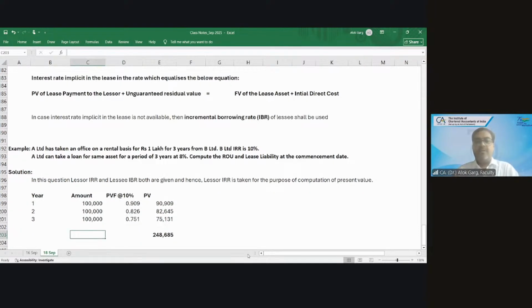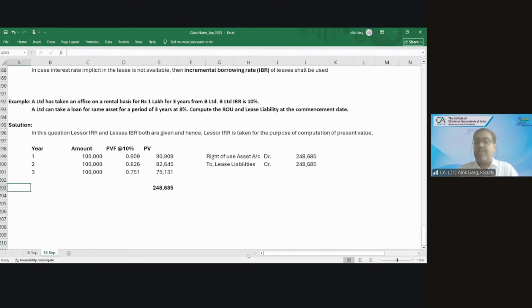Okay. So what is the ROU and lease liability? Your present value of lease liability is 248685. Your accounting entry is: right-of-use asset account debit to lease liability. In every calculation, I have shown you the lease liability and ROU calculation also, so that you will be able to understand end to end, right? Okay. So friends, this is what we considered.